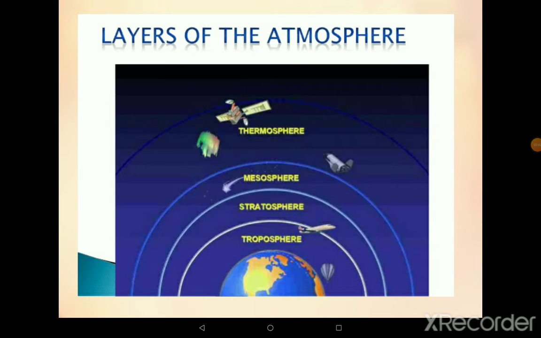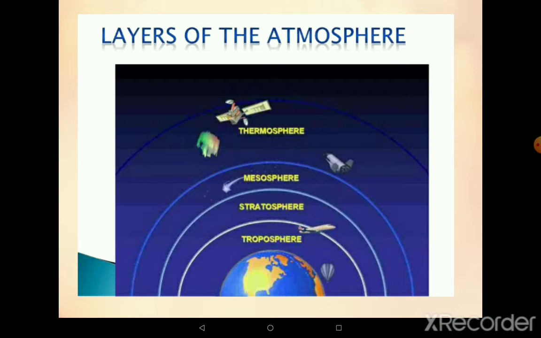Now let's learn about the layers of the atmosphere. The atmosphere can be divided into layers based on the characteristics of air at different levels. The first layer from the earth is the troposphere, then we have the stratosphere, mesosphere, and thermosphere, and the last layer is the exosphere. Let's learn these layers in detail.